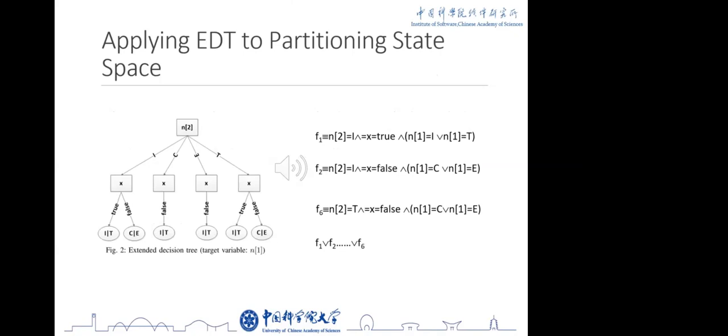This slide has shown how to apply it to partitioning state space. Notice that there are 6 paths in this tree, each of which represents a partition of the state space.